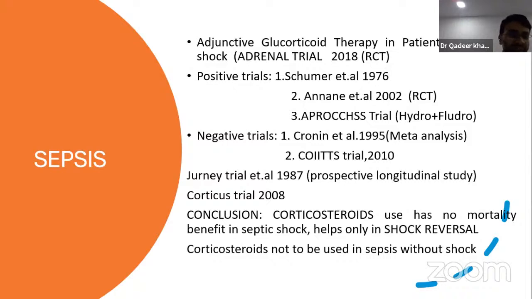The other negative trials which showed no benefit include Cronin et al., a meta-analysis, and CORTICUS, published in 2010. They all showed no benefit. So different trials showed that only APROCCHSS showed a mortality benefit, others showed only early shock reversal, and the other trials showed no survival benefit. So it was difficult for us to conclude exactly what has to be done. But in patients with septic shock, administration of steroids has proven beneficial in terms of shock reversal. Steroids should not be used in patients who have sepsis without shock, as they showed no benefit.